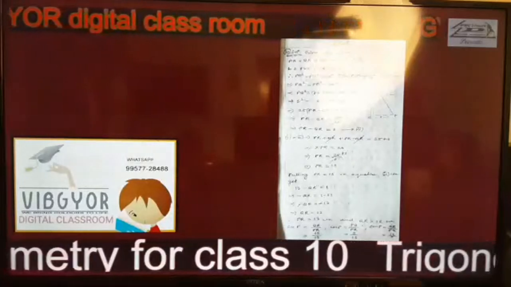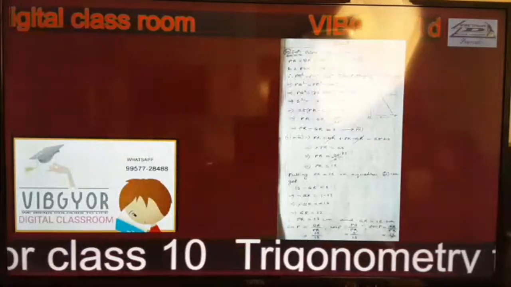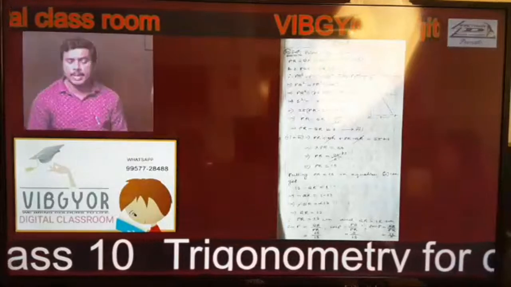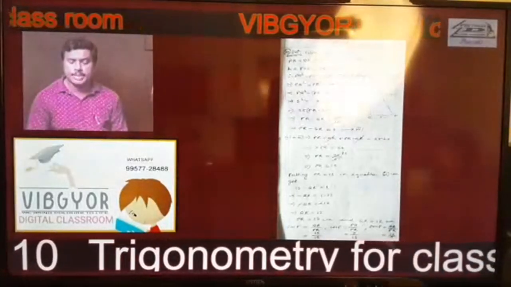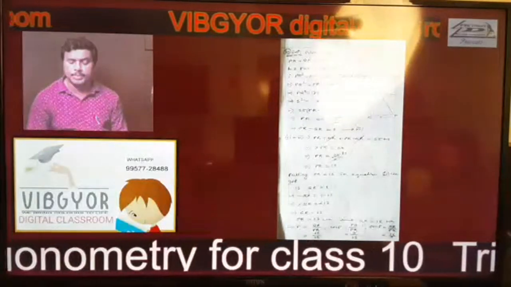Then we are going to find tan P. Tan is the ratio of perpendicular and base. Here QR is the perpendicular and PQ is the base. So the value of QR is 12 and the value of PQ is 5.